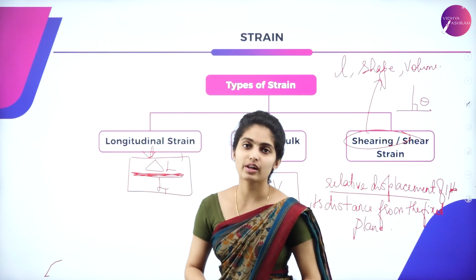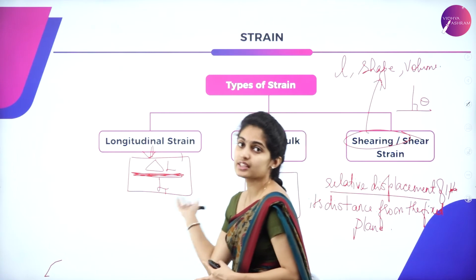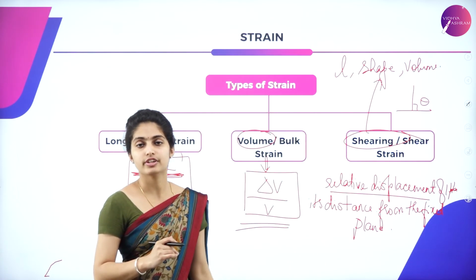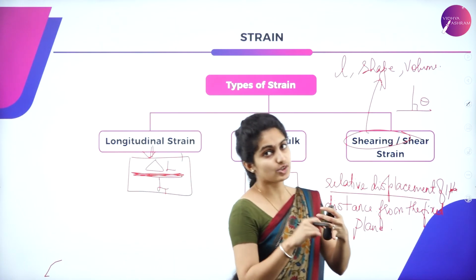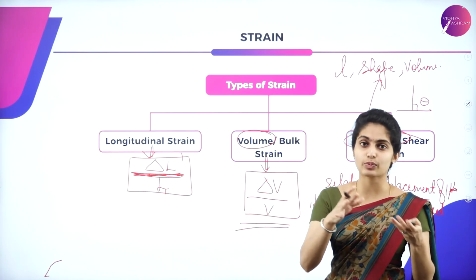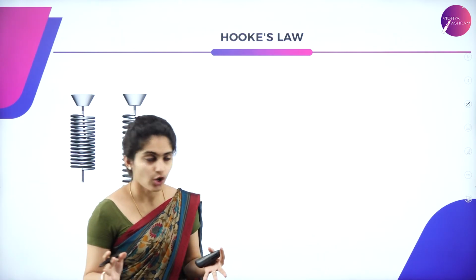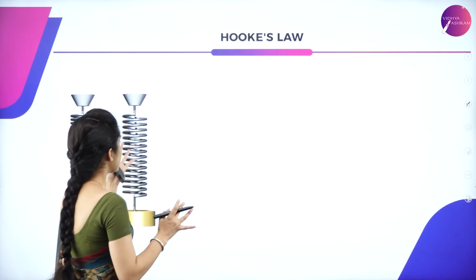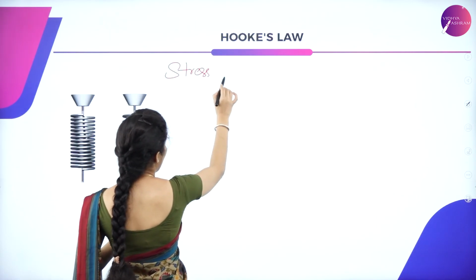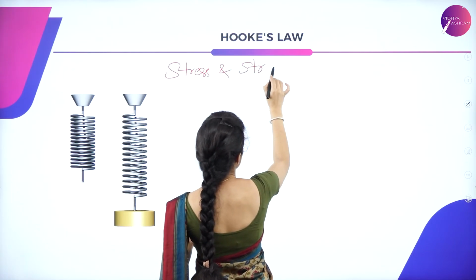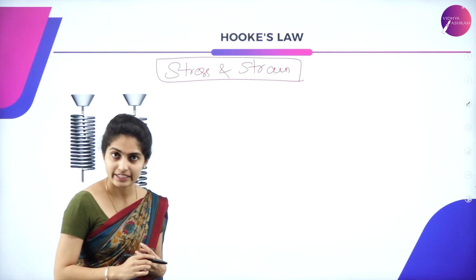So that is all about your types of stress. Under types of stress, you studied longitudinal stress, bulk or volume stress, and shearing or shear stress. I hope you're clear with stress as well as strain. Having stress as well as strain, we have to introduce a law called Hooke's law. He has given a law that states, you know what is stress and you know what is strain. These two concepts are there in your mind, correct?